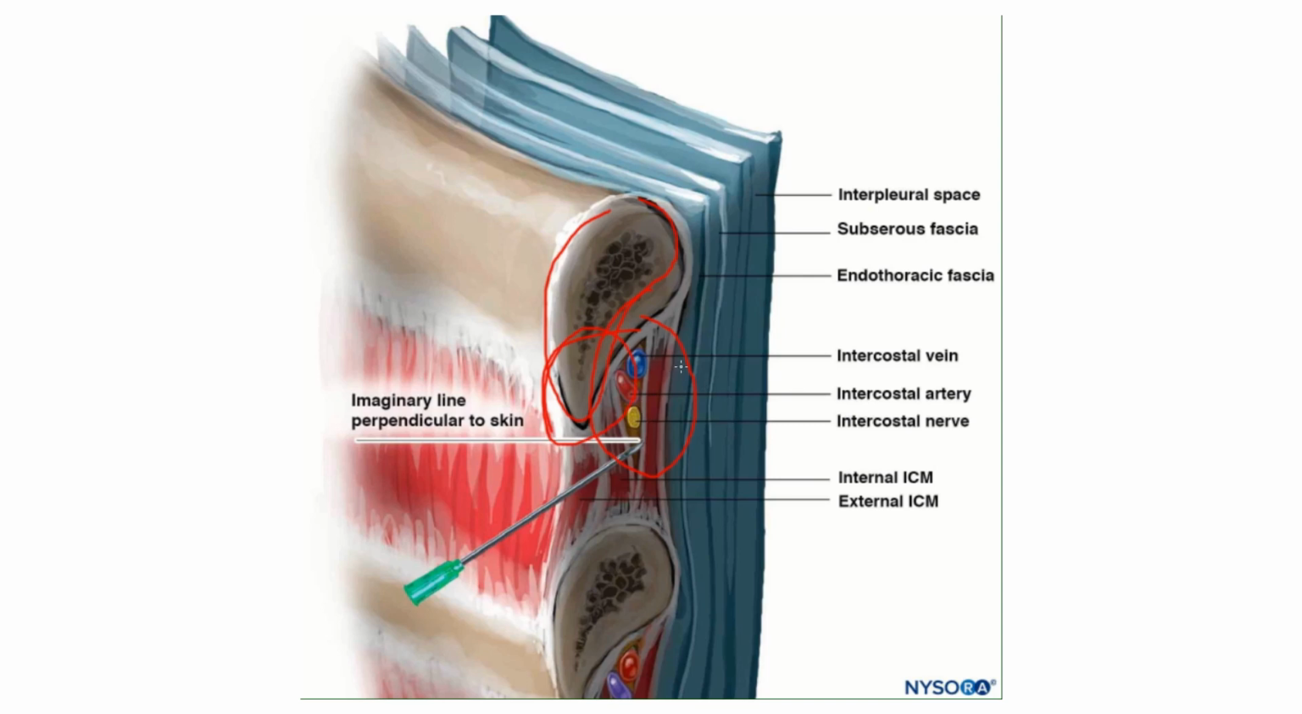As you can see here, the vein is present in the uppermost area. Then we have the artery, and lastly we have the nerve, which is the inferior most. So this pattern will be repeating in the 3rd to 6th intercostal nerves, and the atypical nerves will have a slightly different pattern, which we will discuss shortly.